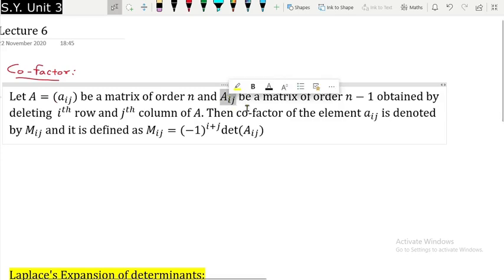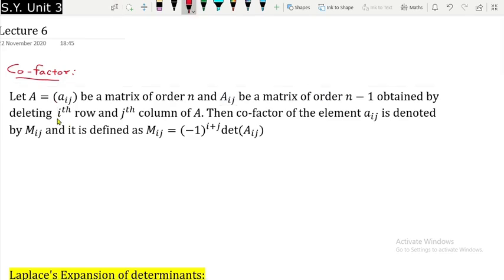So Aij is the matrix of order n minus 1, note. So if the order of the matrix is 3, then the order of the Aij matrix is going to be 2. It is a matrix of order n minus 1 obtained by deleting the ith row and jth column of the matrix A. If I give one example, then you'll understand.